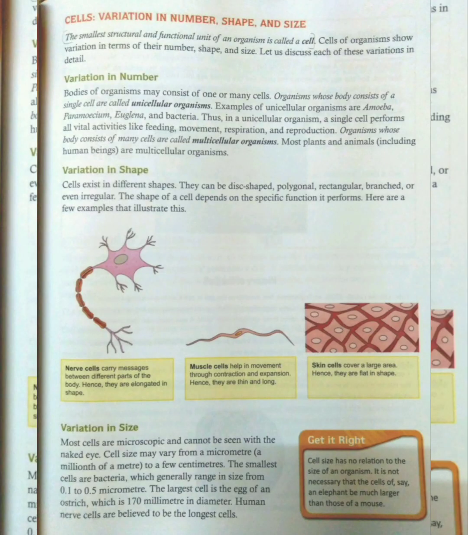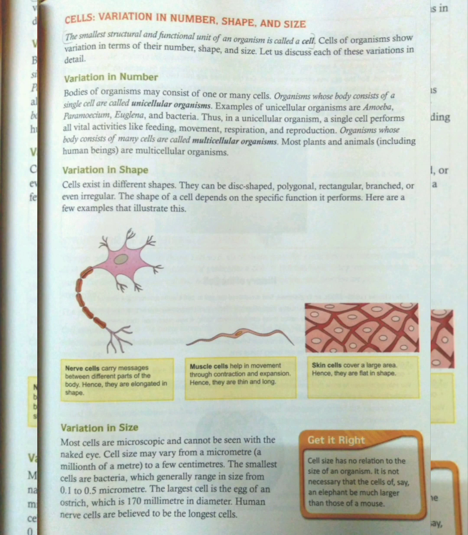Cells are of many shapes and sizes. First of all, we are going to see the variation in number. So there are two types of organisms. One is unicellular organisms and another is multicellular organisms. In unicellular organisms like amoeba, paramecium, euglena and bacteria, the organism is composed of only a single cell, and this single cell is responsible for carrying out all the functions of feeding, movement, respiration and reproduction. Whereas organisms having multicellular bodies like plants, animals, including human beings, are made up of many cells.